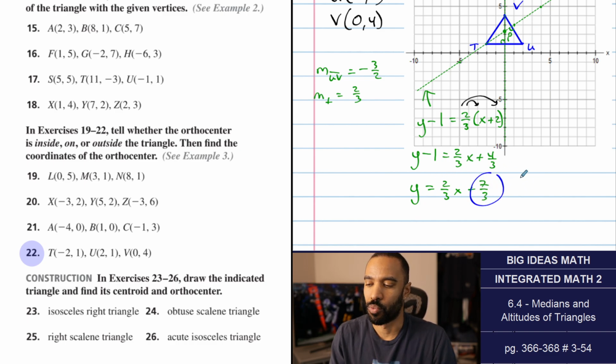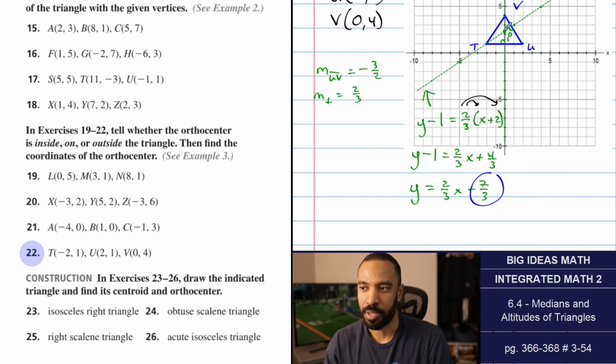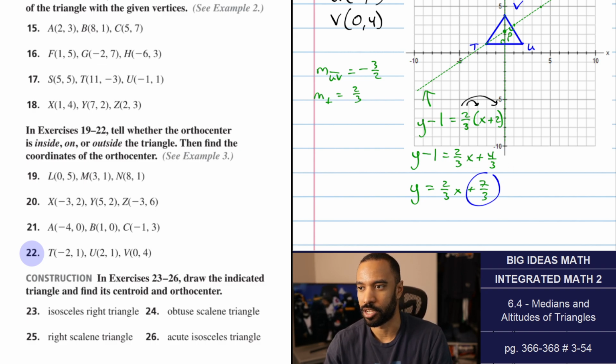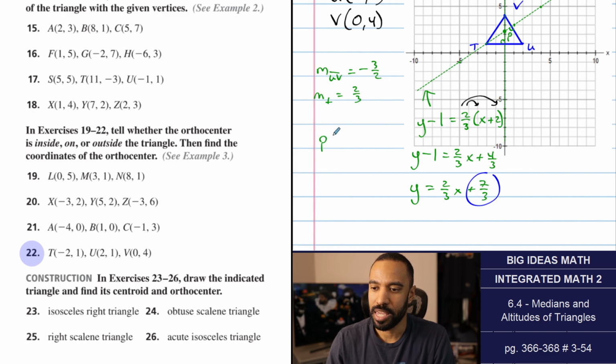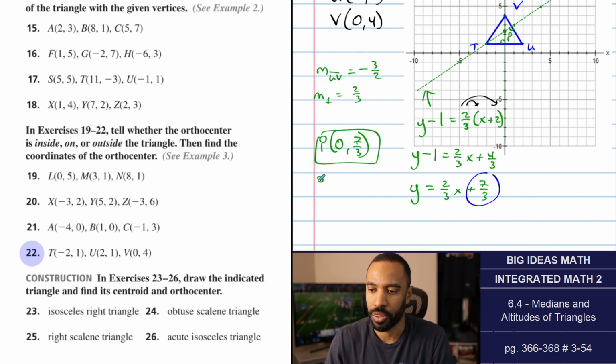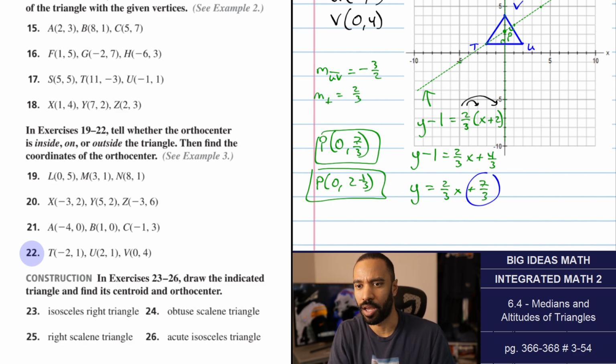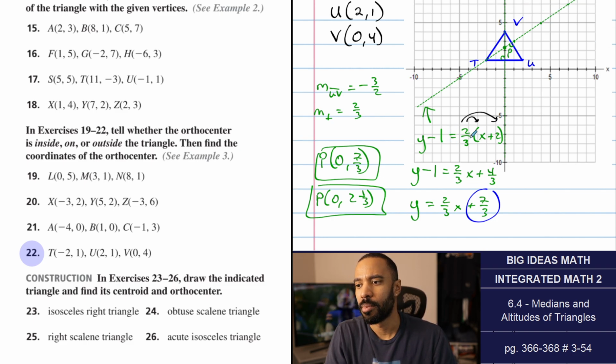This is your y-intercept, and that should be P at 0, 7/3, because it's the y-intercept, where it crosses and intersects with the other line. That should be your orthocenter. So my P will be at 0, 7/3 or 0, 2 1/3. Either works. That's just the way that I mathematically went about that. I hope it makes sense what I did. Remember, I used point slope form.